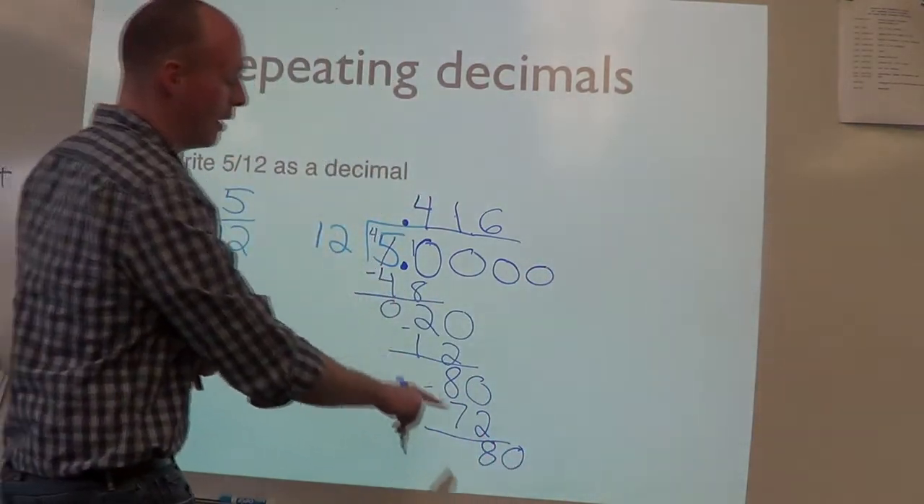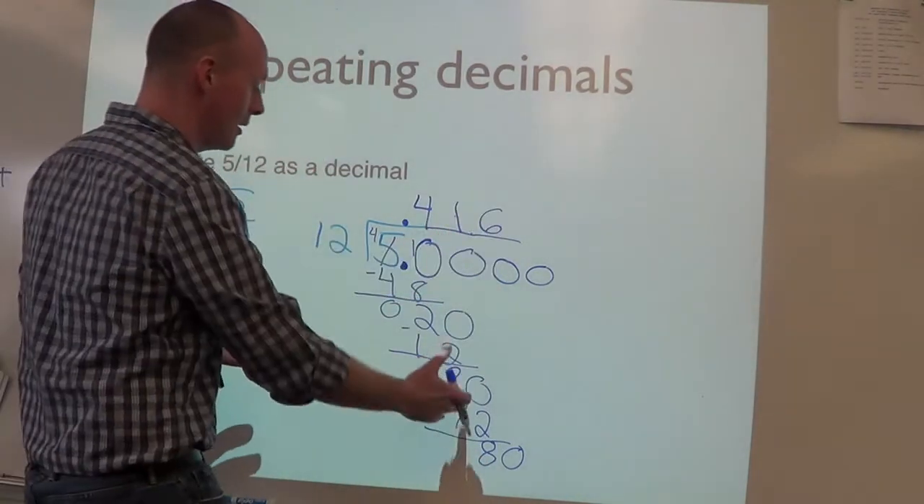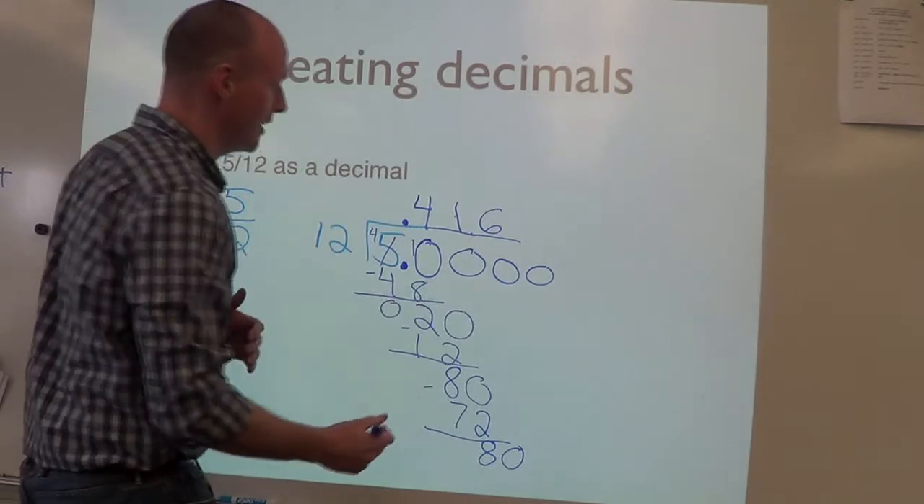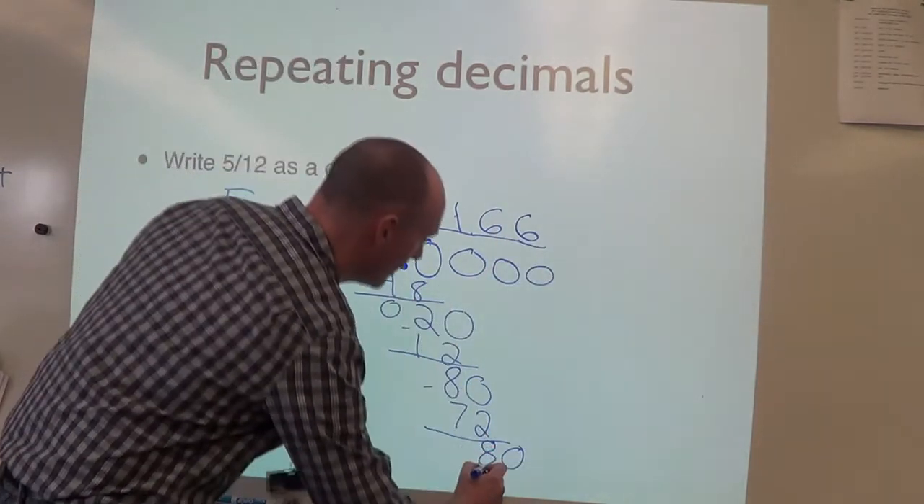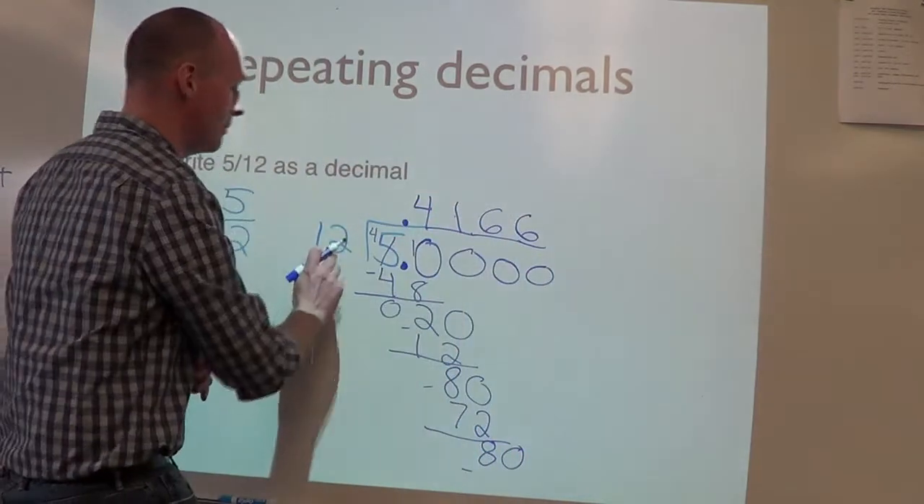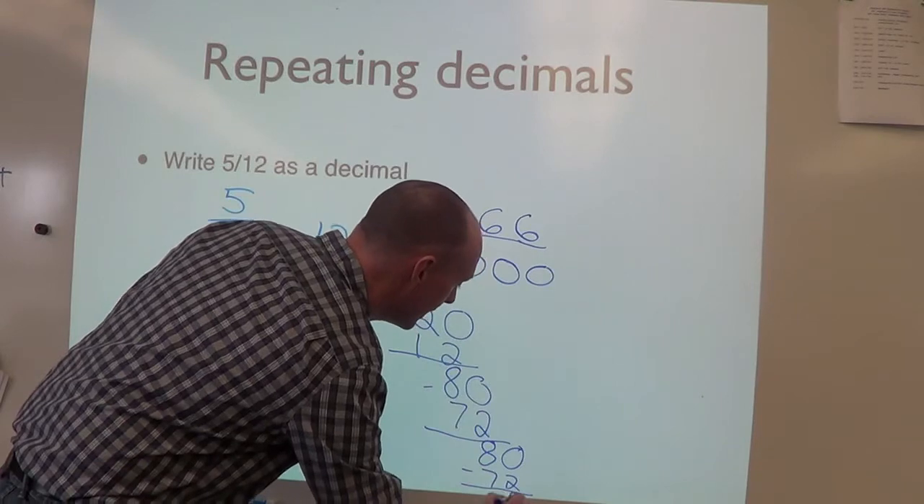How many times does 12 go into 80? Well, wait a minute. We just did that. We did it up here. The closest it comes is 6 times. So it's another 6. And we know 6 times 12 is 72. Subtract, and we get 8.